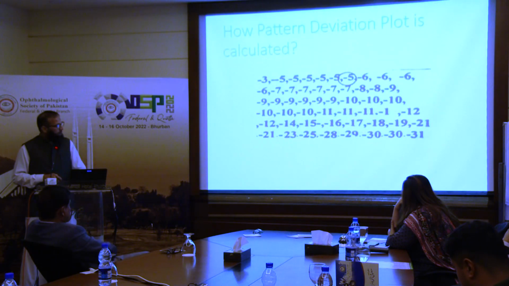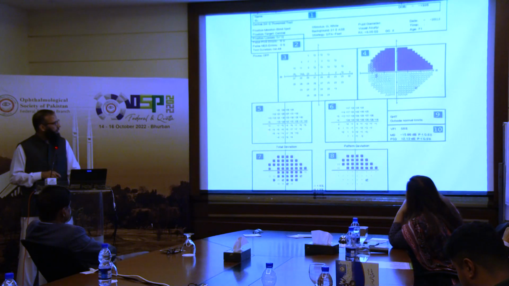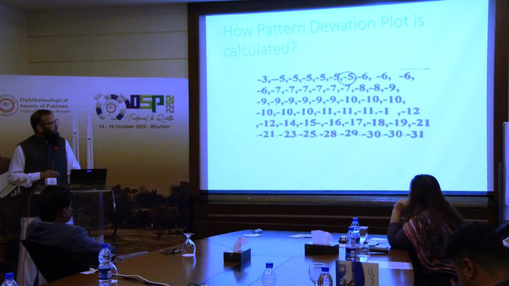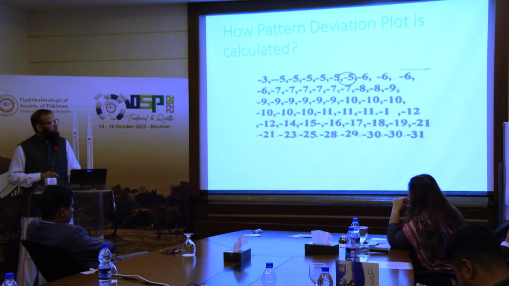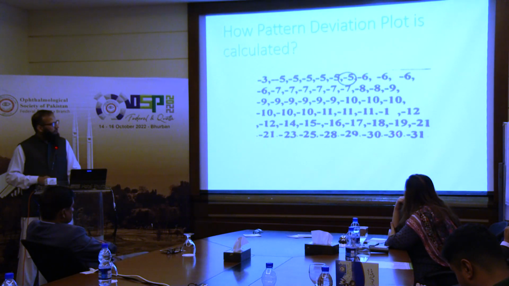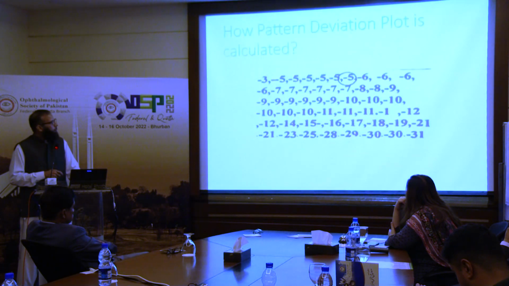Now I will be showing how this pattern deviation plot is generated from the total deviation plot. The readings on the total deviation plot are arranged in chronological order, and then the 7th reading is picked up by the test and it corrects this to 0. So here it was minus 5 decibel. The test applies a correction factor of +5 to make it 0, and then +5 is added to all these readings from here to here, and then the plot is again made.